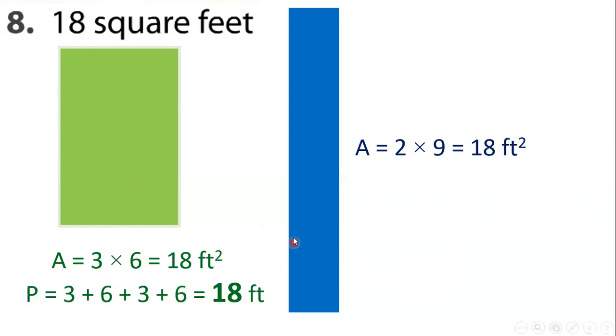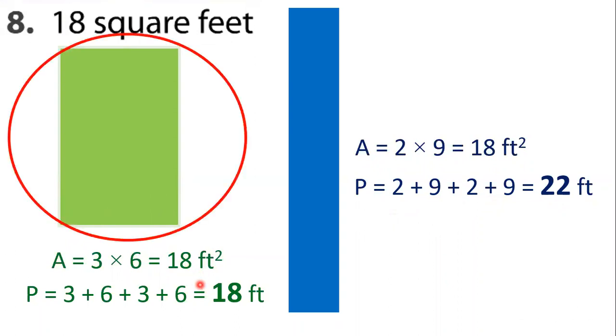For the second rectangle, these two sides are 2 feet long, and these two sides are 9 feet long. So the perimeter of this rectangle is 2 plus 9 plus 2 plus 9 equals 22 feet. It's clear that this rectangle has the smaller perimeter because 18 is smaller than 22.